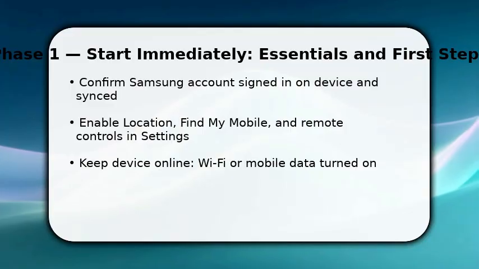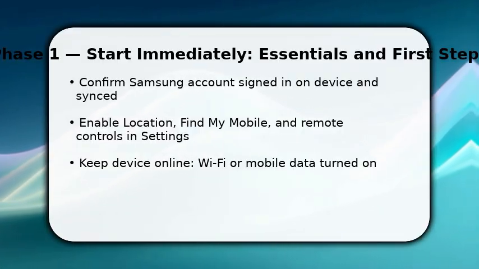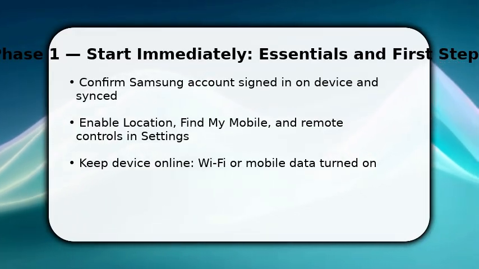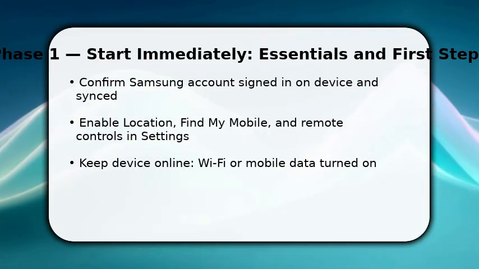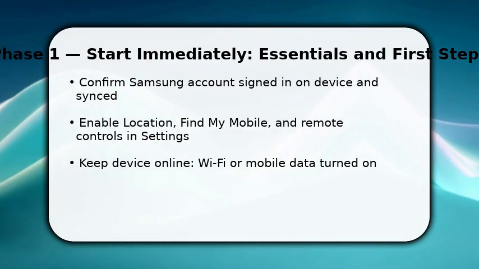You start by confirming key prerequisites. Make sure you are signed into your Samsung account on the missing phone and that location and Find My Mobile are enabled. Open Settings, search Find My Mobile, and toggle Remote Controls and Offline Finding. This allows Samsung to locate the device.